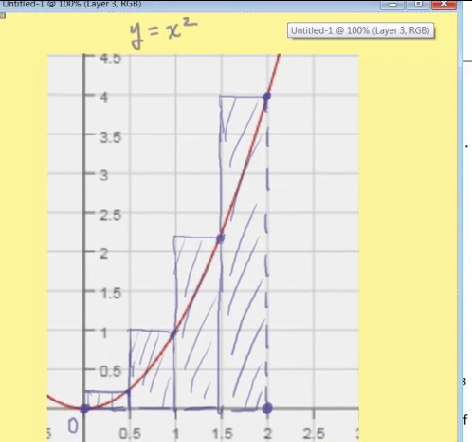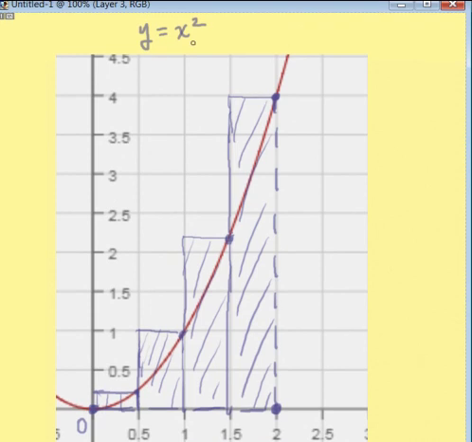So now we want to find the area under y equals x squared from x equals 0 to x equals 2. Okay, so here's a picture with 4 rectangles, and we're going to actually come up with the formula for the sum of the area of n rectangles.